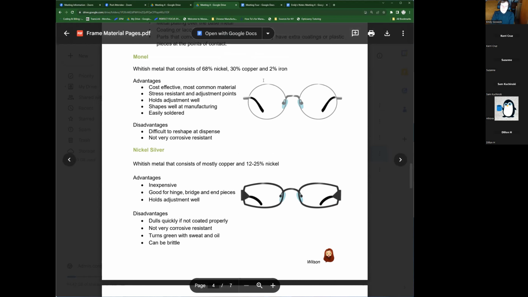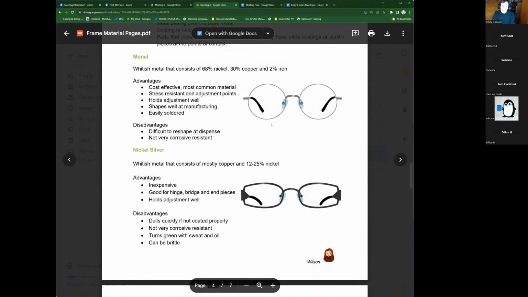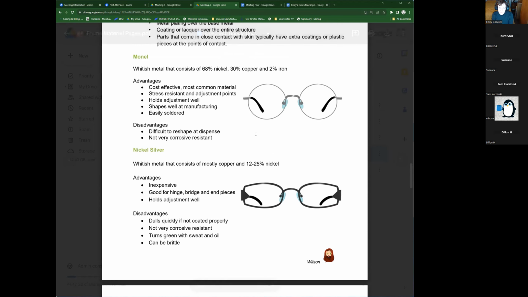Monel, I don't know that we have any frames made of this material. To be perfectly honest, it sounds like something that would have been used a little more in the past, maybe something a higher end brand would use at this point. It does seem to be quite a large percentage of nickel.